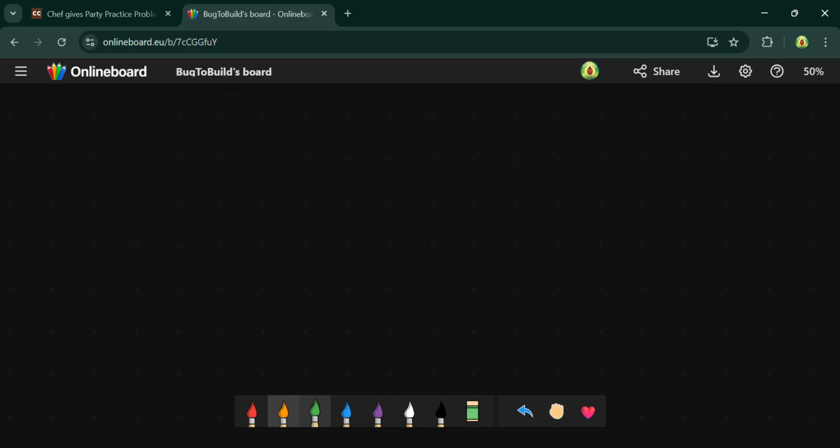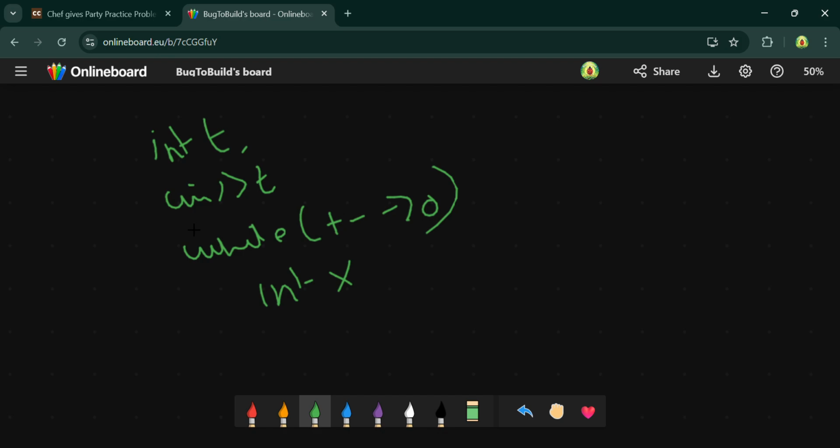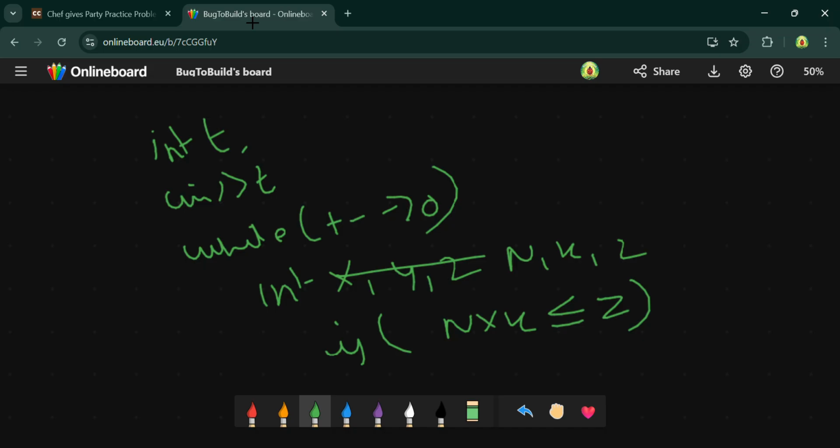Let's write the pseudo code here. First you have to take int t, and then cin t, and then while t-- is greater than 0, you just have to take input N, K and Z. Then you just have to check if N into K is less than or equal to Z. If it is, then you cout yes, else you cout no. I hope you understand the basic idea of this code.